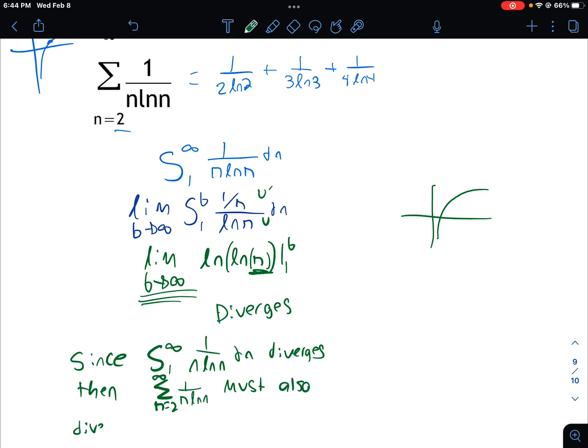Then the sum of 1 over n ln of n must also diverge by the integral test. So a powerful test to fall back on, guys.